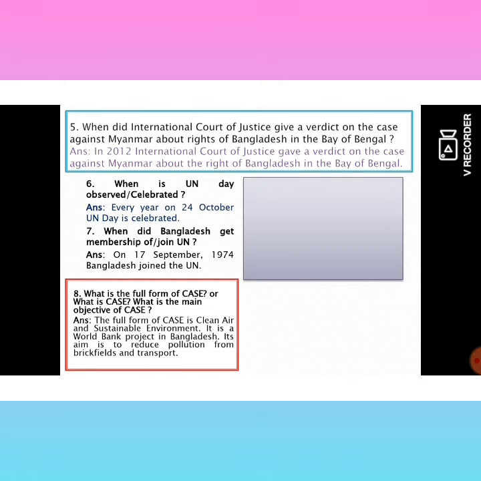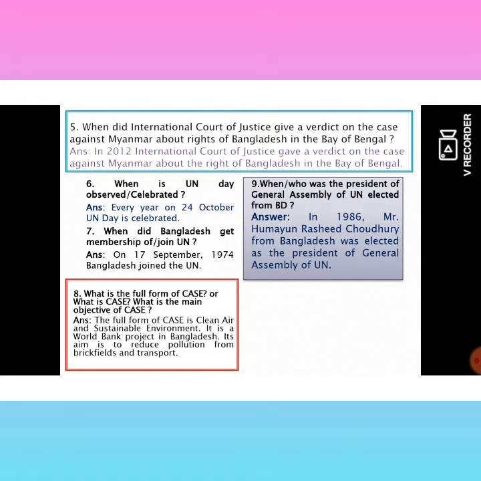And question number 9. When and who was the president of General Assembly of UN elected from Bangladesh? Answer: in 1986. The important information, dear students, is that in 1986, Mr. Humayun Rashid Chaudhuri from Bangladesh was elected as the President of General Assembly of UN. When? 1986. And who? Mr. Humayun Rashid Chaudhary.